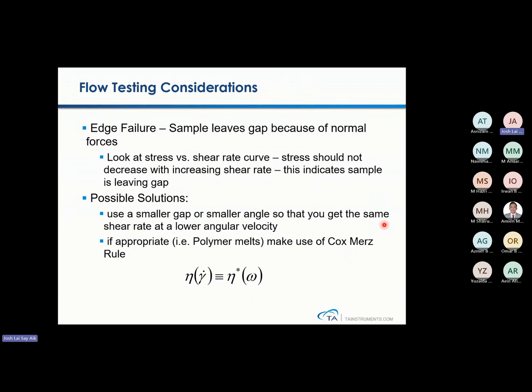So for flow considerations, you also have these possible solutions. Let's say you have edge failure, or the sample leaves the gap because of normal force. You can eventually use the Cox-Merz rule, using a frequency rate to correlate to your shear rate. Like a polymer melt, it's very hard for you to go for high shear rate because it's very thick and you are going to have a brittle break.